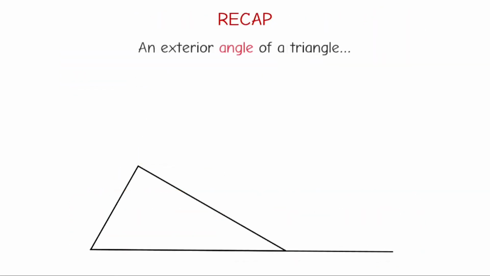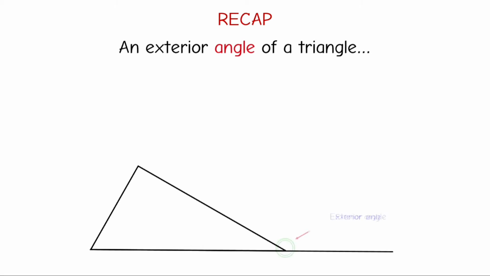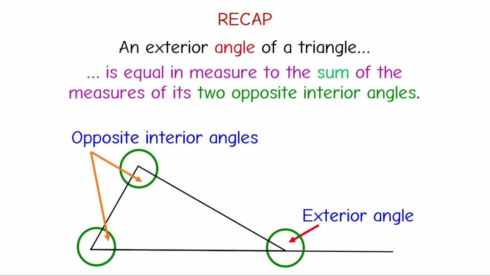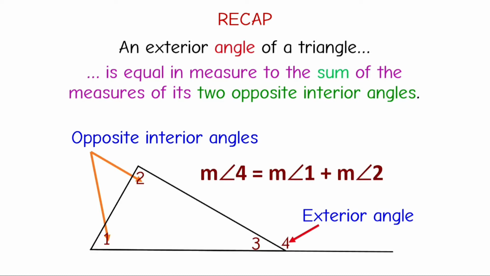Now let's take the recap. An exterior angle of a triangle is equal to the sum of the measures of its two opposite interior angles. So here the measure of exterior angle, angle 4, will be equal to the measure of angle 1 plus the measure of angle 2. So now I hope you have understood the exterior angle property of a triangle, and now let's start exercise 6.2, which is based on this property.